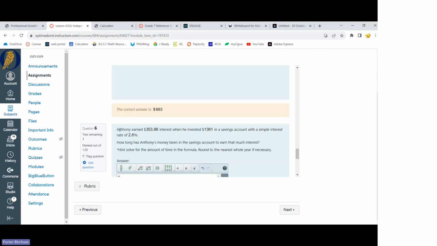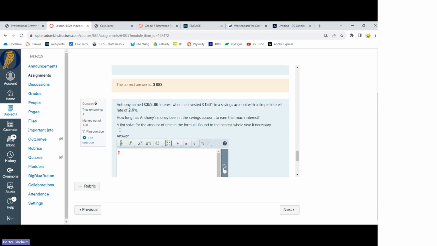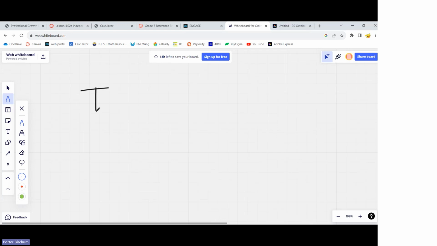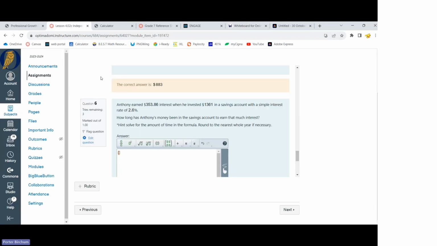Yay! Last question. Anthony earned that much interest when he invested that much in his savings account with a simple interest rate of that. How long has Anthony's money been in the savings account? Looks like we are missing the amount of time. So let's write our formula. Interest equals principal times rate times time. And let's replace these letters with the numbers that we know.